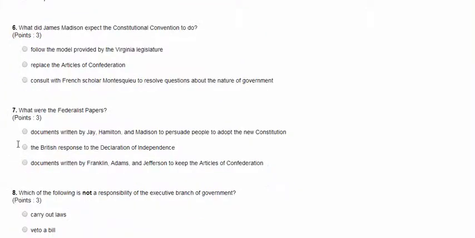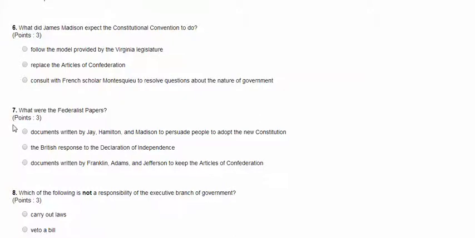Number 6, what did James Madison expect the Constitutional Convention to do when they arrived in Philadelphia? Did he expect them to follow the model provided by the Virginia legislature, replace the Articles of Confederation, or consult with French scholar Montesquieu to resolve questions about the nature of government?